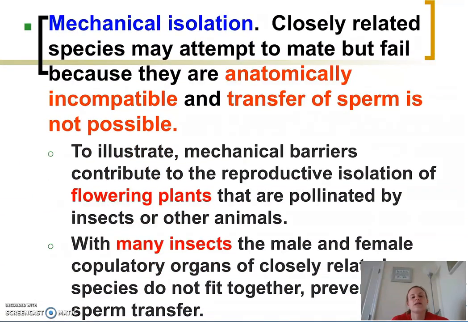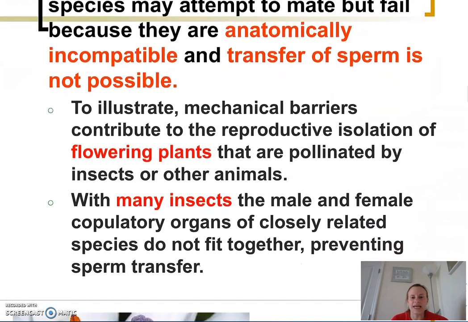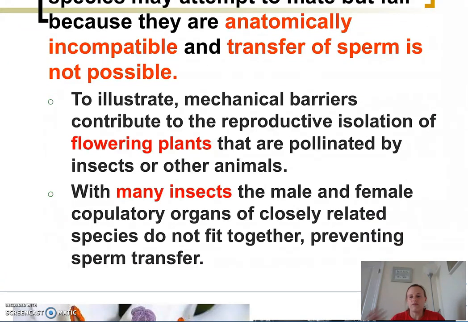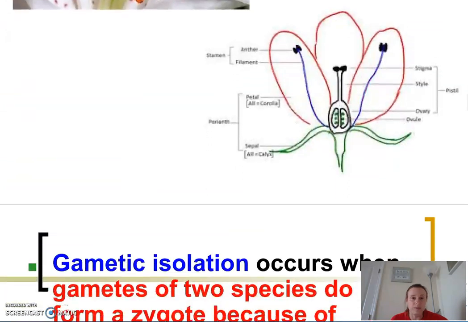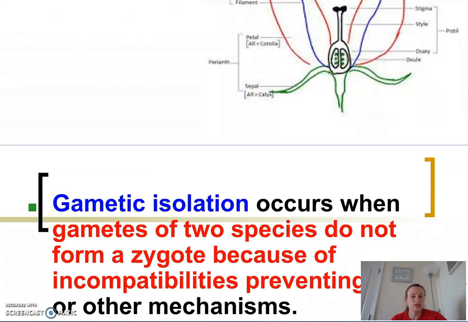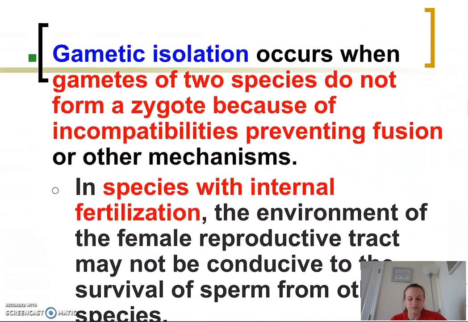Mechanical isolation is another prezygotic barrier, a type of reproductive isolation. Now, mechanical isolation is when the male and female reproductive parts are just anatomically incompatible, making the transfer of sperm impossible. For example, in many insects, the male and the female reproductive organs don't fit together, preventing the transfer of sperm, therefore preventing fertilization, which prevents the formation of a zygote.